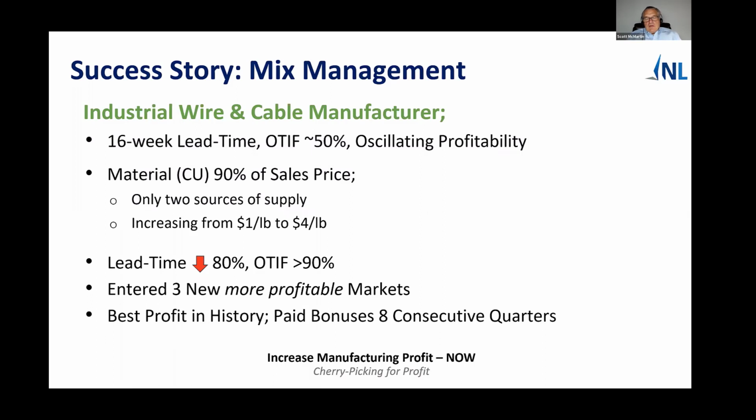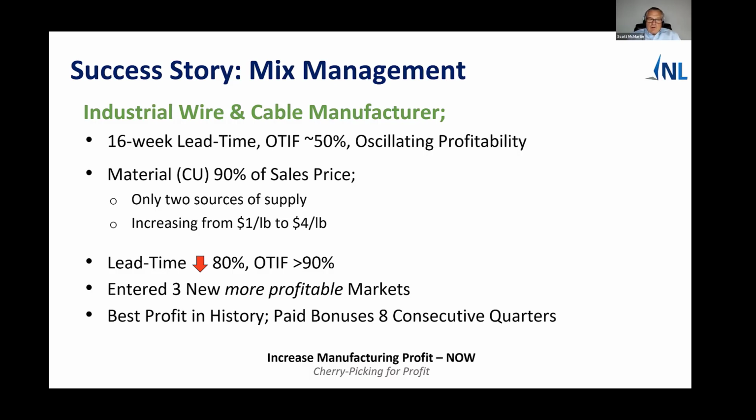Now, once they established what their capacity was, they understood how to quote delivery dates that they could meet. Lead times dropped by 80%, from 16 weeks to right around 2 or 3 weeks. On-time delivery performance in the first year went from around 50% to over 90%. They were also able to enter 3 new, more profitable markets and generated the best profitability in their history, and were able to pay bonuses for 8 consecutive quarters.